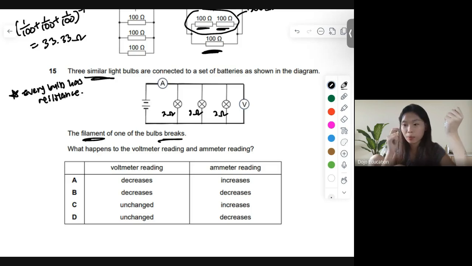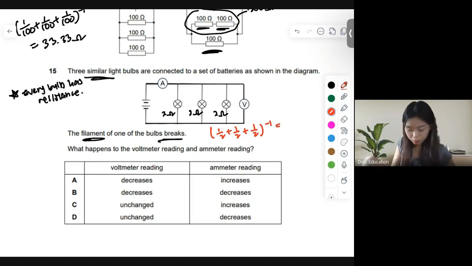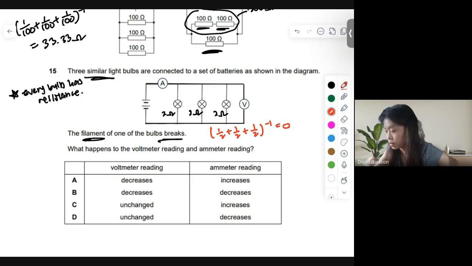Okay, so one of them break. So what will happen when one of them break? Now just take as like 3 of them work perfectly fine. So what is the total resistance? It'll be 1/2 plus 1/2 plus 1/2 inverse, right? So it will be 0.67 ohms. And now one of them break.